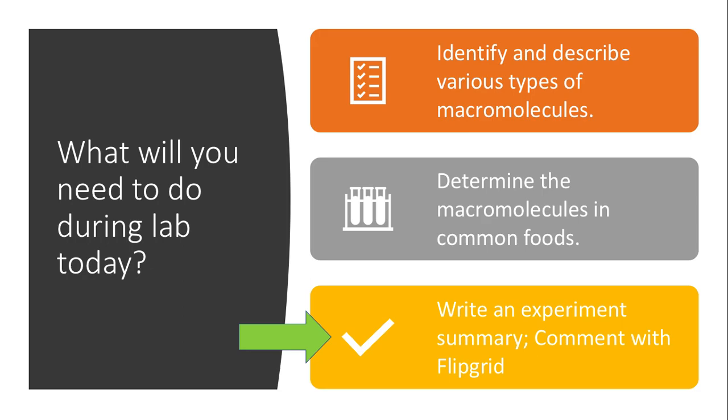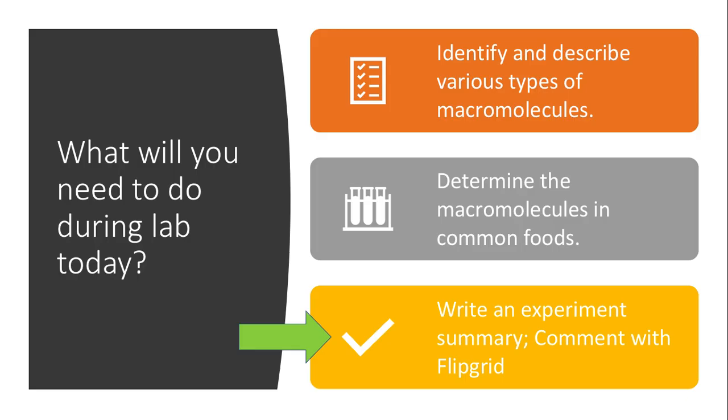So this is the 3rd time you should be seeing this slide. Hopefully you understand that you're going to be going through your data that we give you, recognizing and determining which macromolecules are in common foods, and writing an experiment summary and commenting on Flipgrid about what you will be doing.